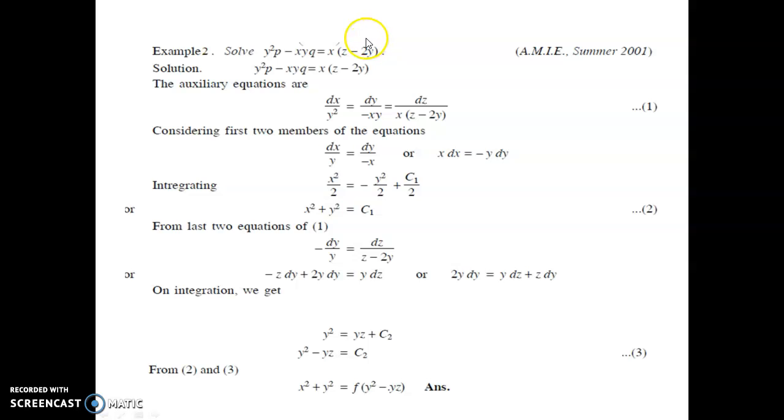So you can put the solution in this form: f of xy comma y by z equal to 0. Now the next question here, again you see the coefficient of p is capital P, and the coefficient of q is capital Q, and R is this thing. So now the situation becomes complex here.